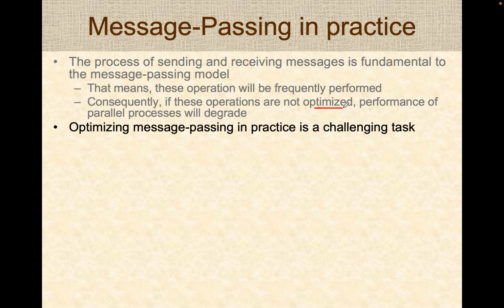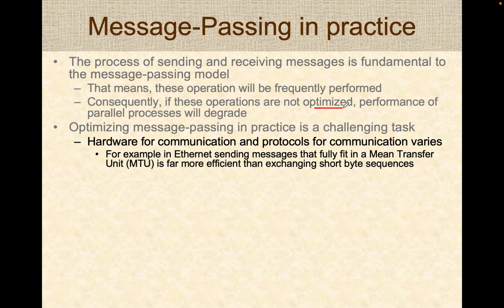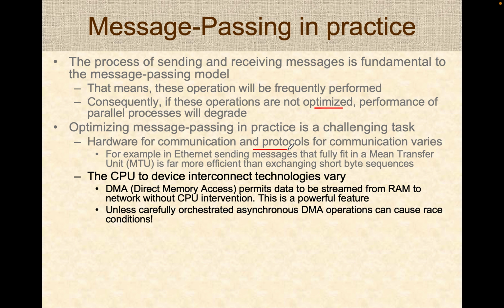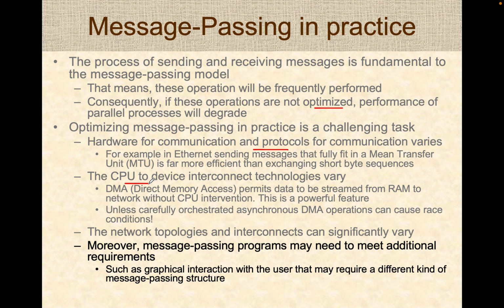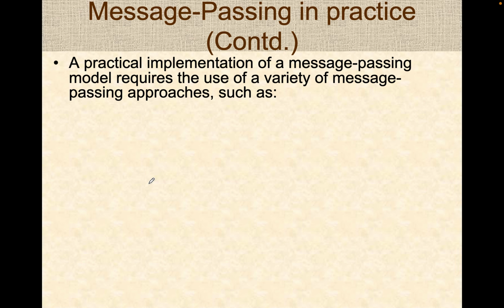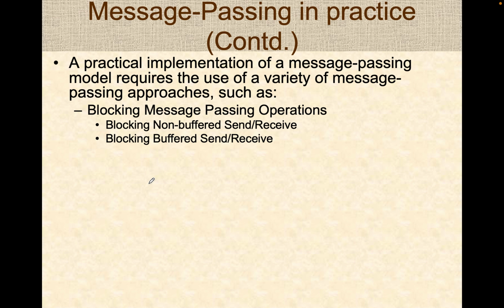And optimizing message passing is a challenge because you have to deal with different communication protocols in the underlying hardware. You might have different technologies to connect the CPU to the interconnects or the networking infrastructure. There are different network topologies to deal with. And message passing programs may need some additional requirements as well. So we have to think about all of these in practice. However, in this presentation, we are going to abstract some of these details away, and go over it in a more theoretical way.